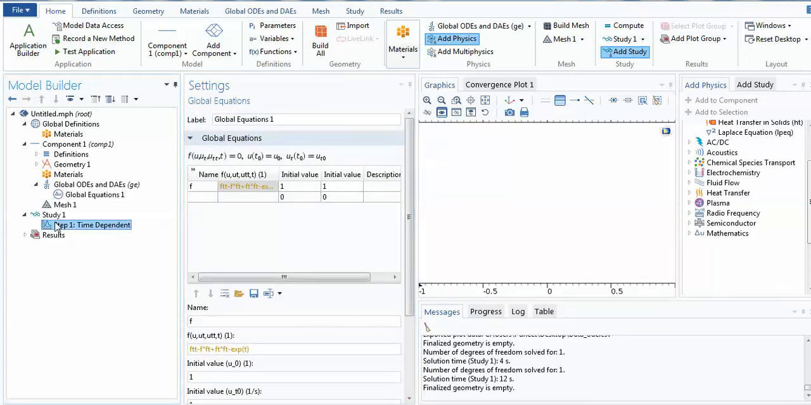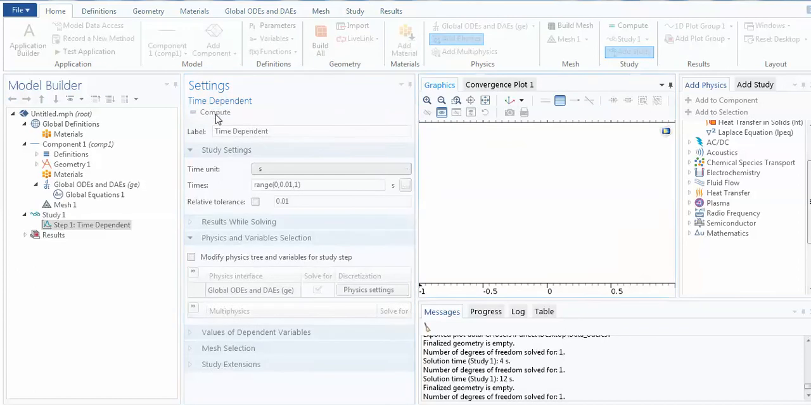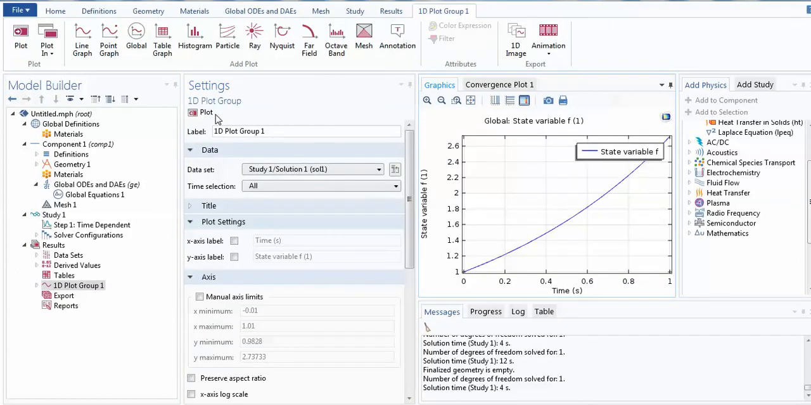Now you go to the time dependent study. So this is your time dependent study. If you wish to set the range from 0 to 1, I can write it and then compute it. The graph has been computed from 0 to 1, and the end value is actually about 2.7. So this is how you can construct the graphs.